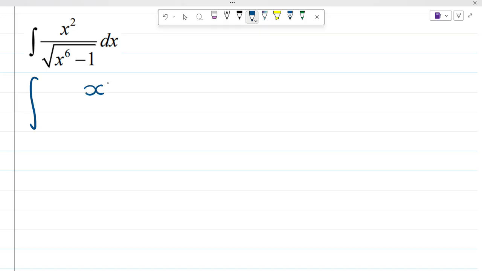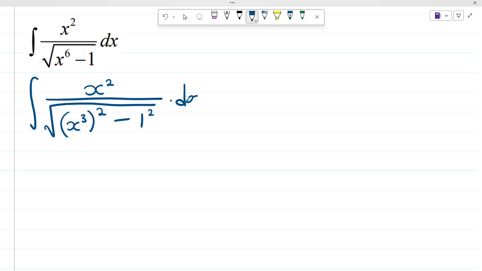We're going to leave that x squared untouched. We're not going to touch it. This x to the power 6 under the square root, we're going to write in the form f of x to the power 2. So that means this is going to be x to the power 3, squared, minus 1 squared, dx. 1 squared is the same as 1, guys. I hope you're not having a problem with that 1 being squared like this.